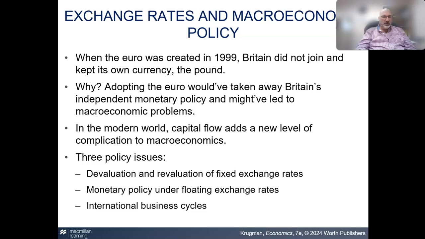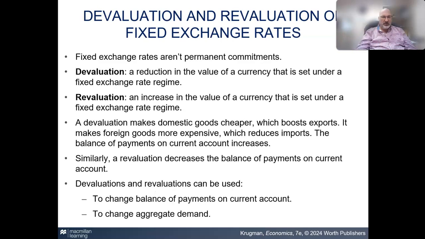Exchange rates and macro policy. When the euro was created in 1999, Britain didn't join and kept its own currency, the pound. Why? Because adopting the euro would have taken away Britain's independent monetary policy and might have led to macro problems. So in the modern world, capital flows add new levels of complications. So you got three issues: devaluation and revaluation of fixed exchange rates, monetary policy under floating exchange rates, and international business cycles.